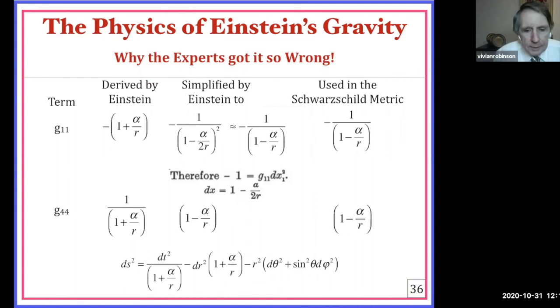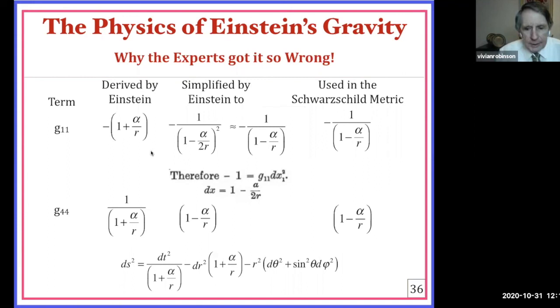In the solution to the field equations, the alpha's origins are hidden within the complex mathematics. I have no intentions of going through them. Instead, I will point out how those terms and approximations played out. For G11, Einstein derived this term. You saw it earlier in one of the slides I showed you.